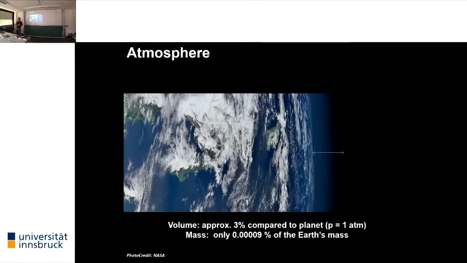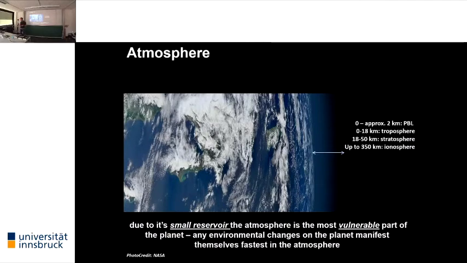So we can detect changes quite rapidly in the atmosphere, as we do nowadays. For example, we see increasing temperatures quite a bit faster in the atmosphere than, for example, in the oceans. On the other hand, in the 80s, there was very fundamental research done on stratospheric ozone, seeing that very small amounts of hydrofluorocarbon compounds can influence the composition of the atmosphere. And so that's why you have to keep this in mind. It's mostly the small reservoir and a very fragile gas layer that surrounds our planet.